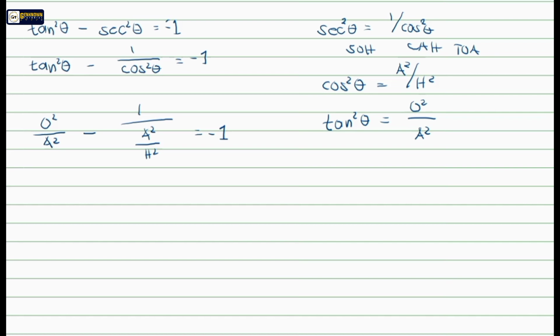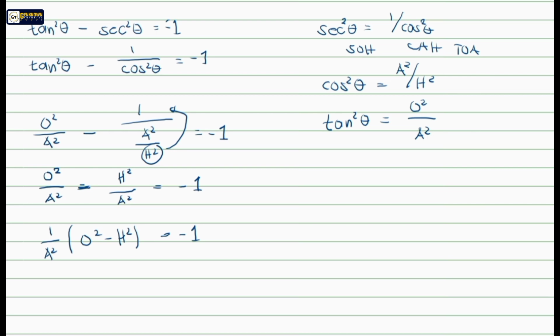So let us rewrite it. That is o squared over a squared minus, okay, this denominator here becomes the numerator, so h squared over a squared is equal to -1. As you can see again, in its denominators, we can factor out 1 over adjacent squared. So the only terms left are o squared minus h squared is equal to -1.